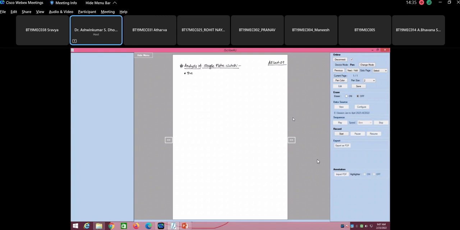Okay, so first of all, these are the general things. The coefficient of friction is usually between 0.25 to 0.30. So this is the range which is used in the single plate clutch.